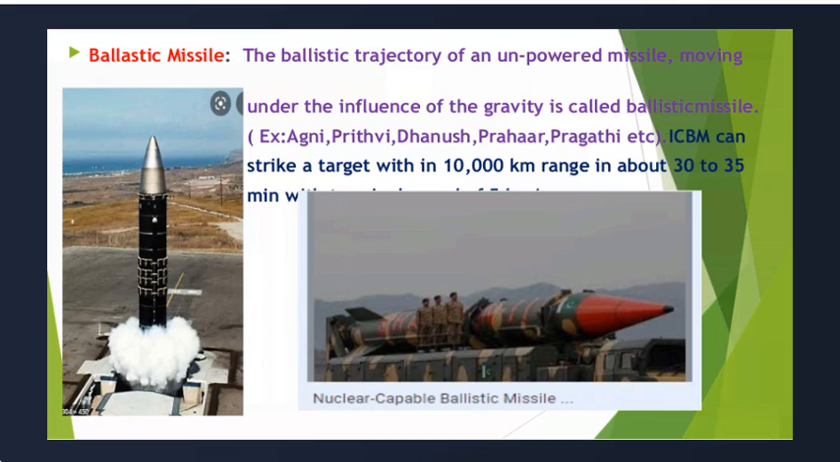Now, ballistic missile. I think it is better to take that in the next class, where we'll have a clear idea. Okay, so let us take it up in the next class. By that time, thank you.